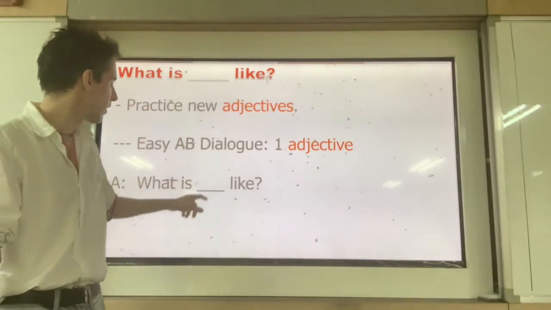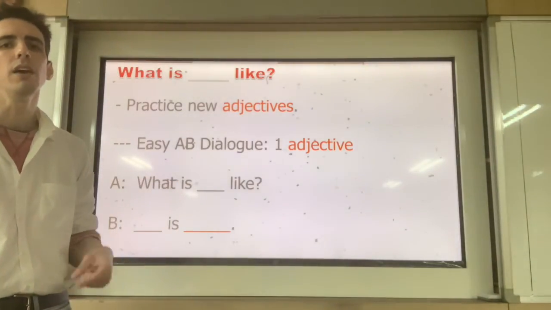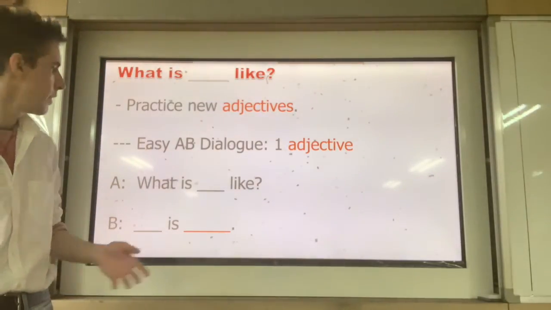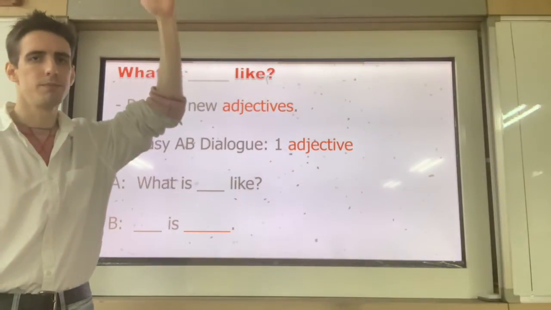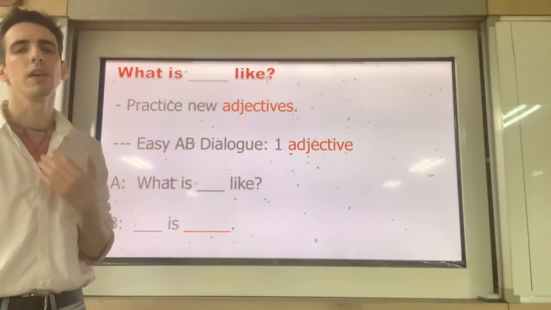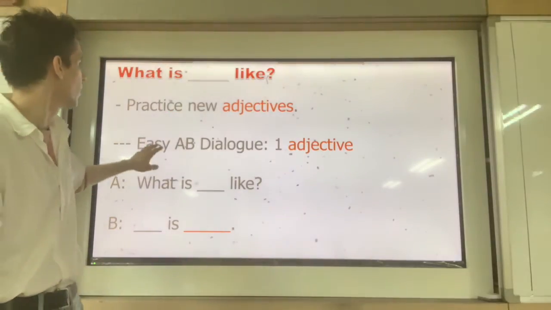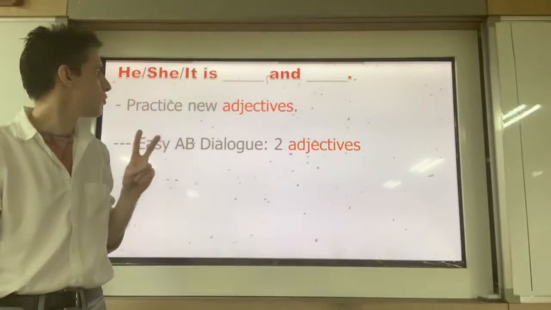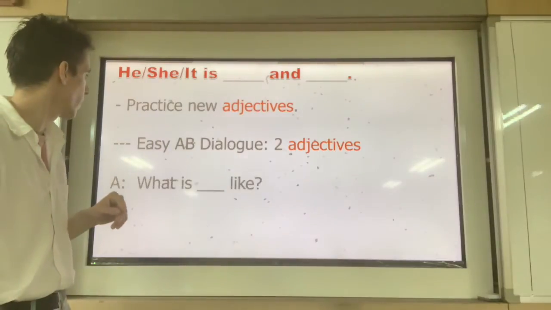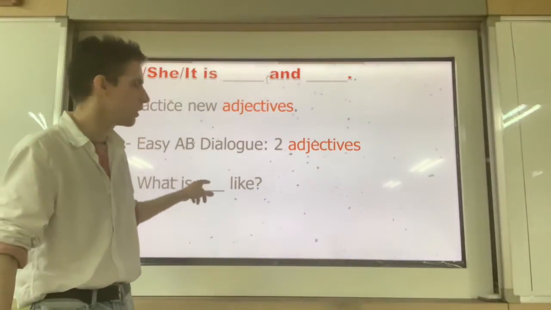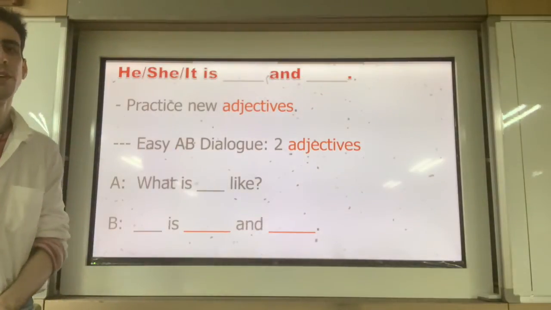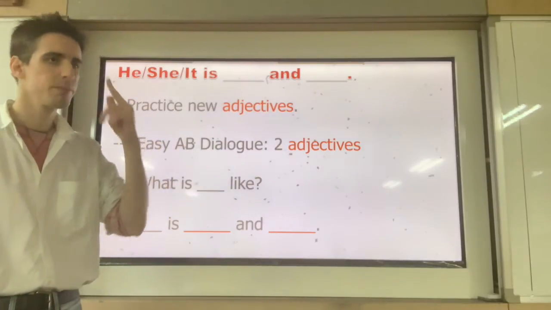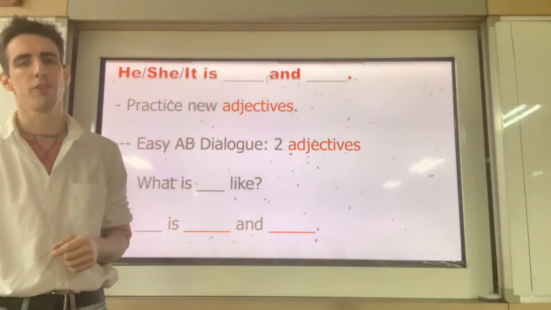So I have blank here because you can choose he, she, it. So let's use the word he. What is he like? He is tall. What is Max like? He is tall. It's easy, just one adjective. Now, let's use two adjectives. So what is she? We'll use she here. What is she like? She is pretty and smart.